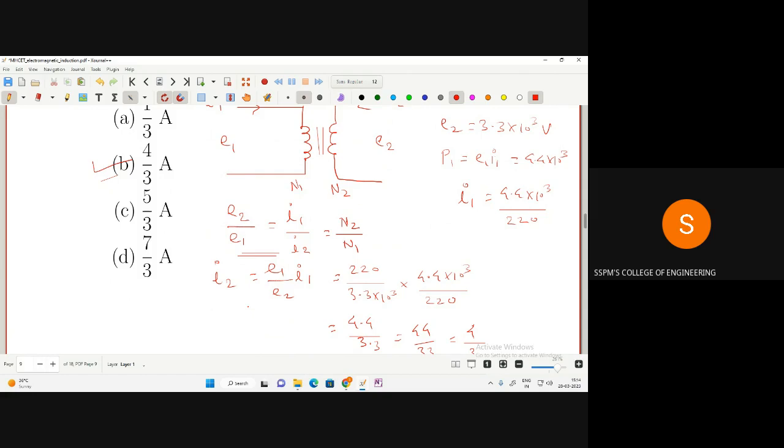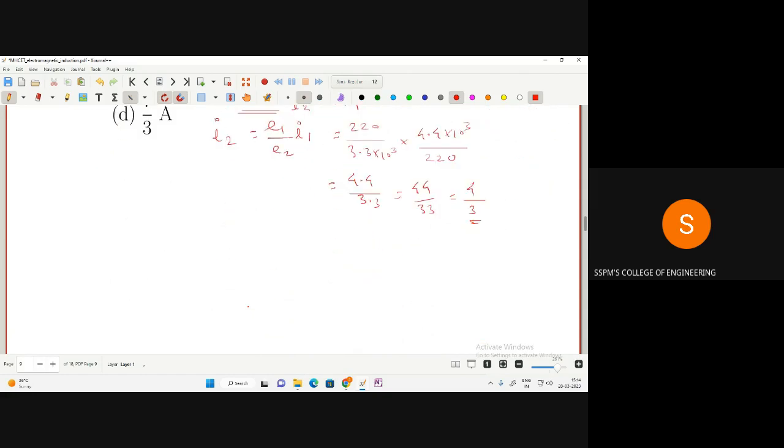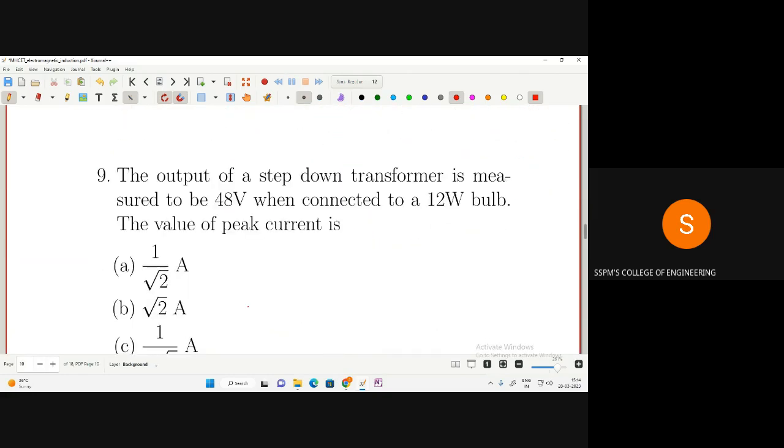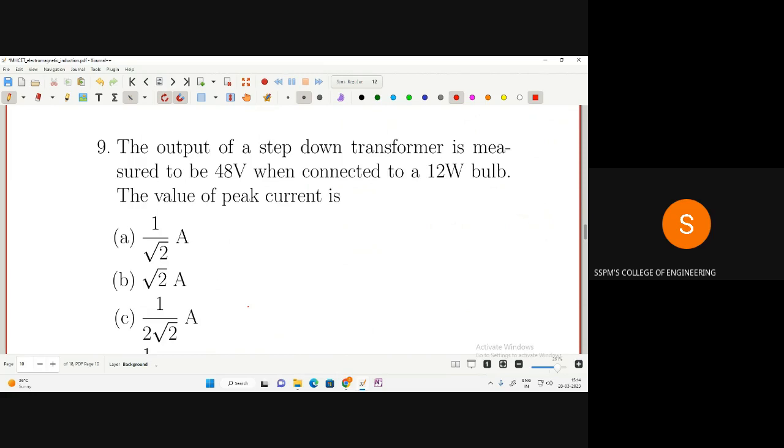Ninth example. This is based on the transformer. The output of a step down transformer is measured to be 48 volt when connected to 12 watt bulb. The 12 watt bulb is connected to secondary coil and you have to find the value of peak current.